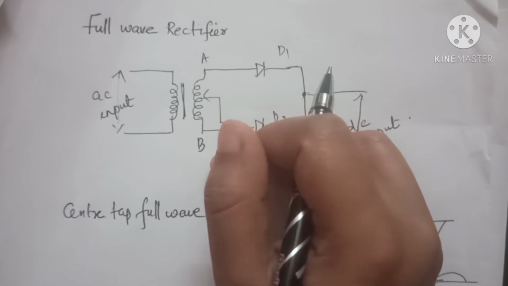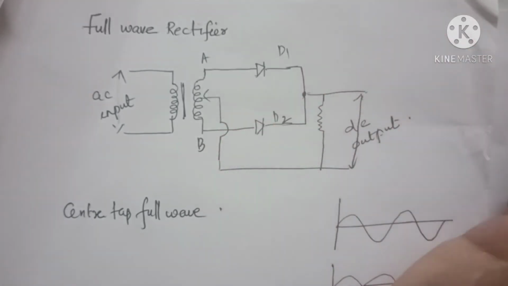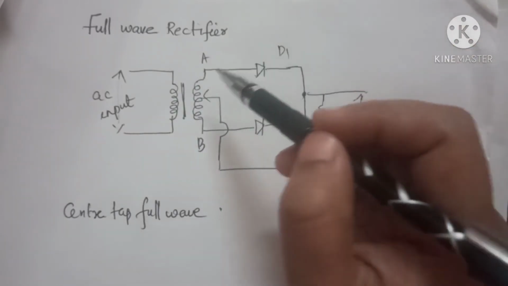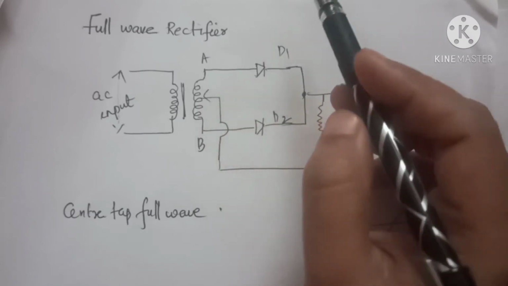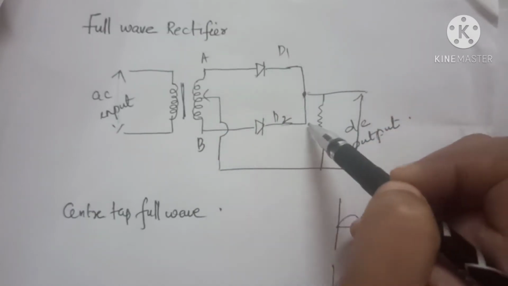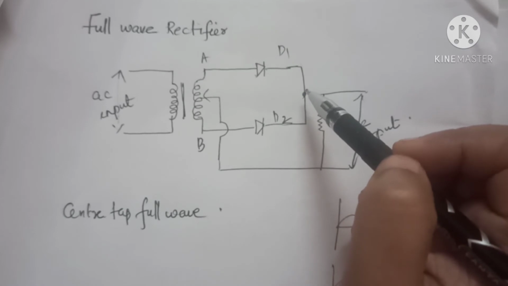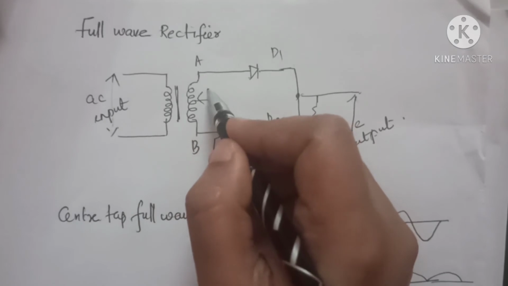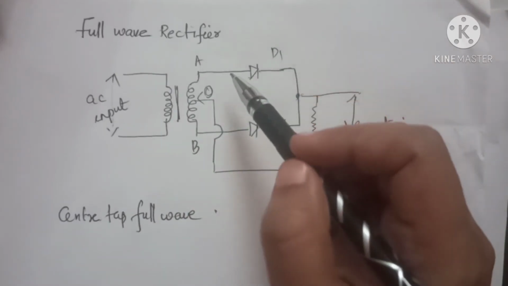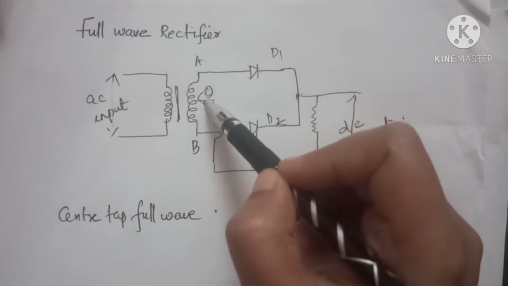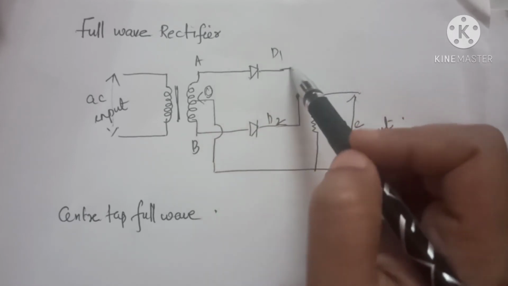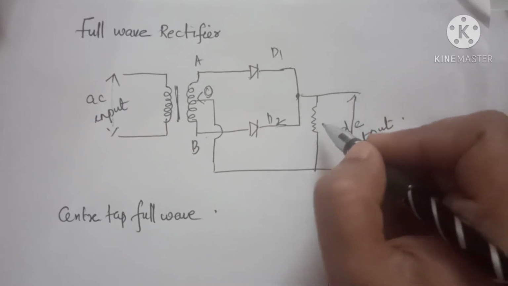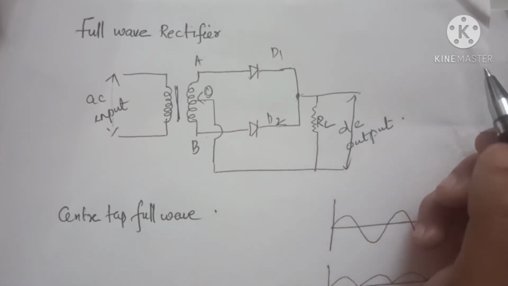Okay, that is the secondary of this transformer. Now the N regions, you can see they are connected together. The center tap, you can name it as O, the center tap O of the secondary is connected to the junction of the N regions of the diodes through a load resistance RL. So the connection is clear for you.